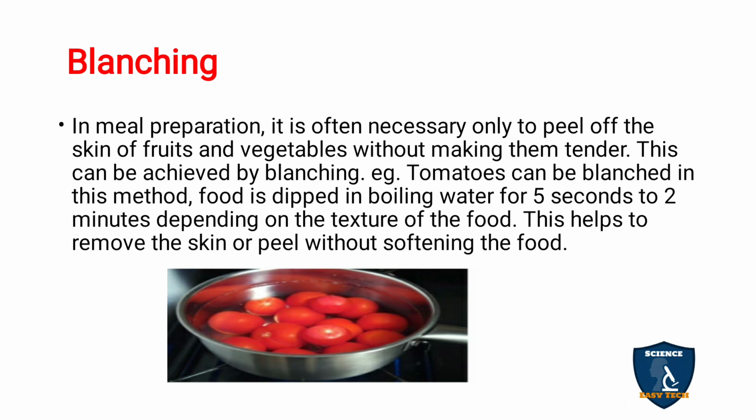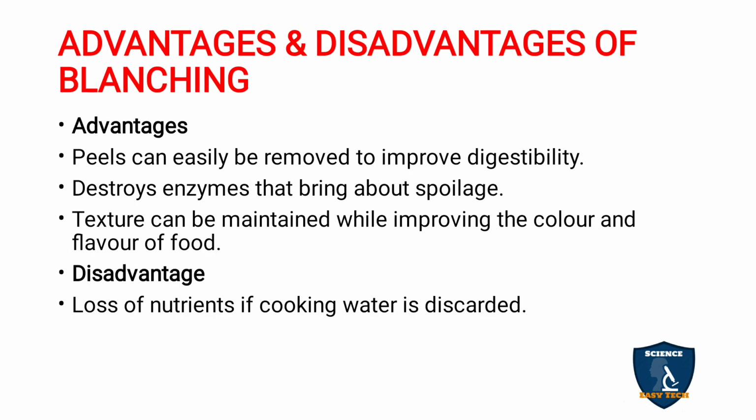This process is called blanching. First you heat the water to boiling temperature, then you put the tomatoes or any vegetables in just for peeling purposes. After that, it is very easy to remove the skin without softening the food. The tomato shape and size will remain the same, only the skin will be removed. For tomato sauce preparations and all, they will do blanching before the preparation.